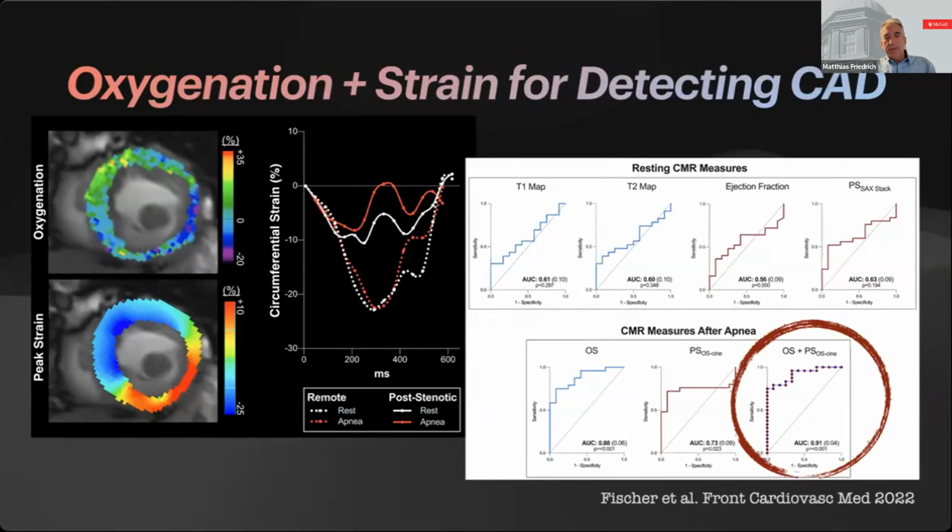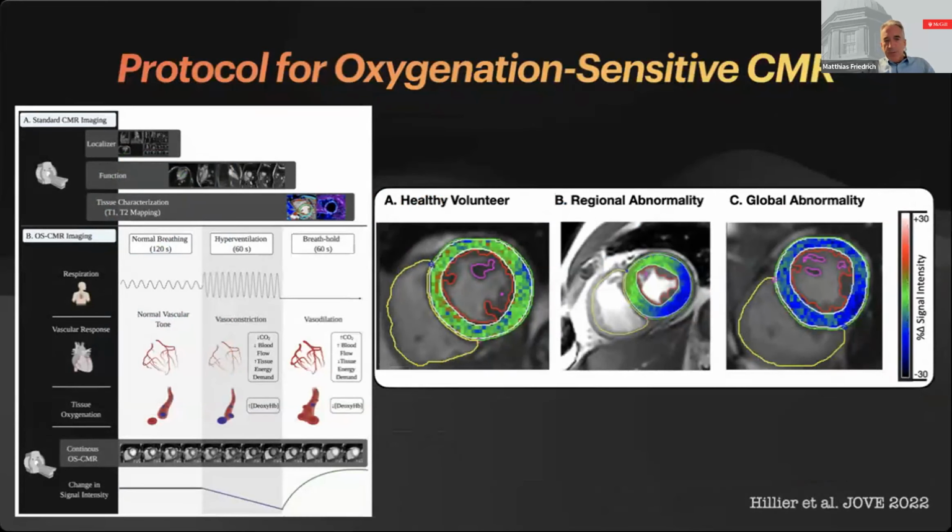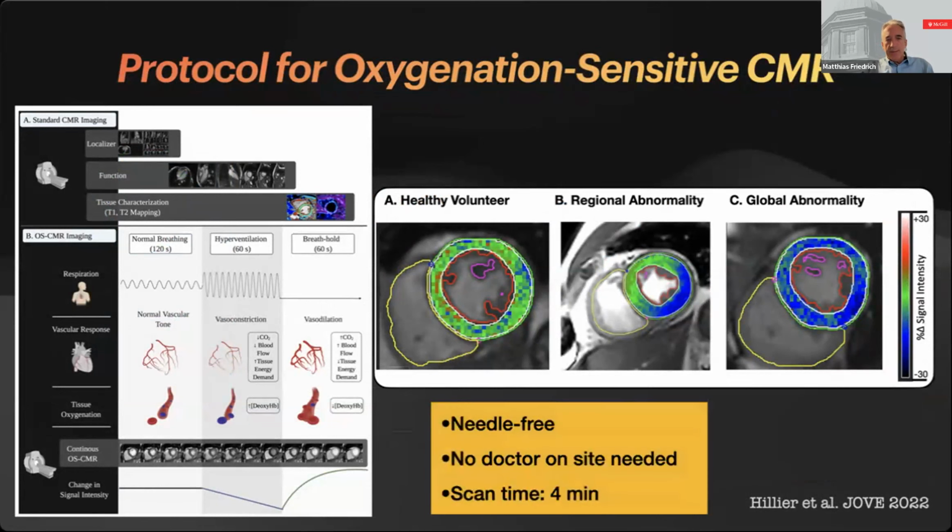I also want to mention, Kady may have mentioned this in her talk too, that combining oxygenation and strain in the same images gave, in this case, an area under the curve of 0.91 to correctly identify coronary artery disease. So this is the protocol we're using, and the protocol has been published in the Journal of Visualized Experiments. So you can look that up if you're interested. Of course, we are always available.